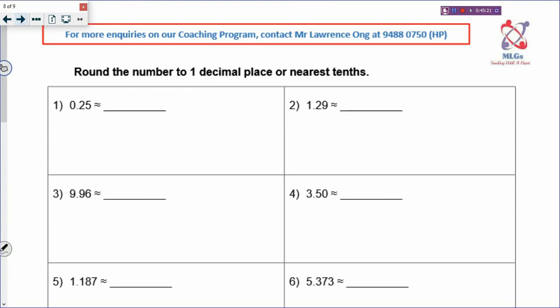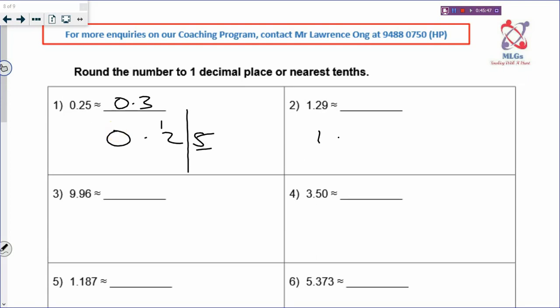Now, how do we round off to one decimal place? Also very easy. Now, 0.25. Where do you draw the line to show one decimal place? This is your two decimal place answer. Like this, you have 0.2. That is your one decimal place already. Then you look at the 5. Is it 5 and bigger? Yes, add 1. So 0.3. That is your one decimal place.